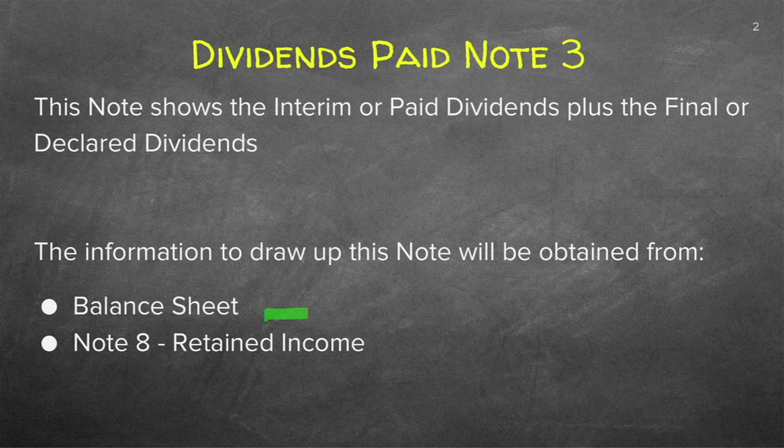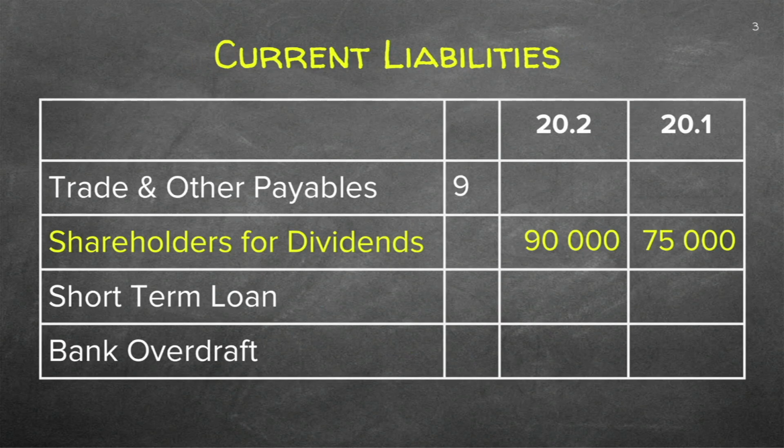Well, first of all, I'm going to go to the balance sheet. And in the balance sheet, I will find the amount that was owing to shareholders at the beginning of the financial year and the amount at the end of the financial year. However, you must remember that if interim dividends were paid, the interim dividends will be recorded in the retained income note. And so that is where we are going to find the information in the balance sheet and the retained income note. So let's go and have a look.